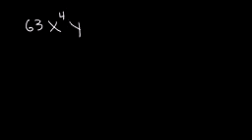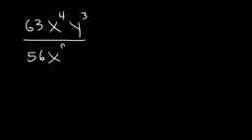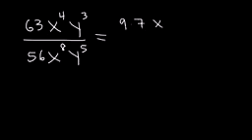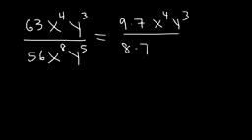Here's another example that's similar. Let's say we have 63 x to the 4th, y to the 3rd, over 56 x to the 8th, y to the 5th. 63 is 9 times 7. And 56 is 8 times 7.